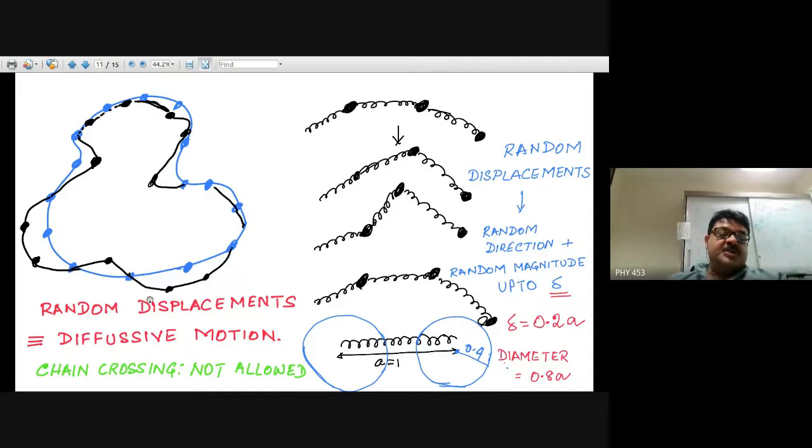Now, as these monomers are moving around in random directions, because they are undergoing random displacements, that is very much like Brownian motion or diffusive motion. What is diffusive motion? A particle is doing a random diffusive motion, doing Brownian motion. So that's essentially diffusive motion. And in this case, if there was another bead which came and overlapped, it wouldn't be able to pass through this chain, and chain crossing won't be allowed.